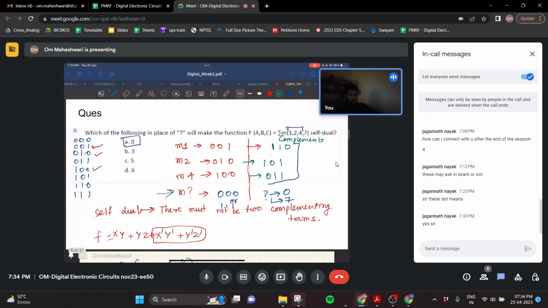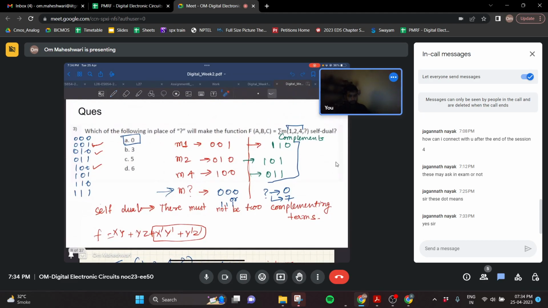Okay. So what this question asks is, what in case of question mark will make this function self-dual? I have written what is self-dual. For self-duality, there must not be two complementing terms. What does that mean, complementing term? Let's say it has m1, 2, 4 and something question mark. Let us leave the question mark for now. Let us focus on m1. So m1 means it is 0, 0, 1. M2 is 0, 1, 0. M4 is 1, 0, 0. Just simply 1, 2 and 4 in decimal.